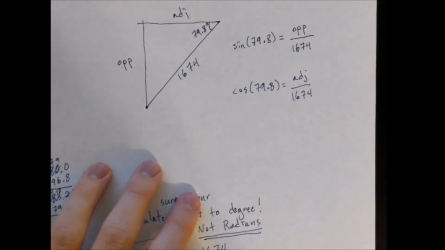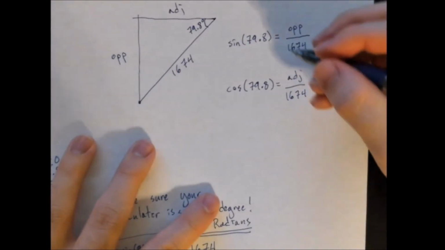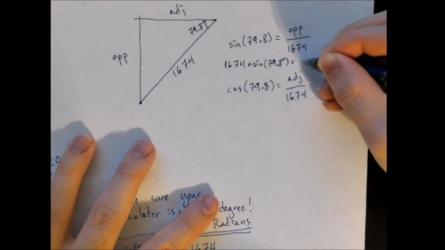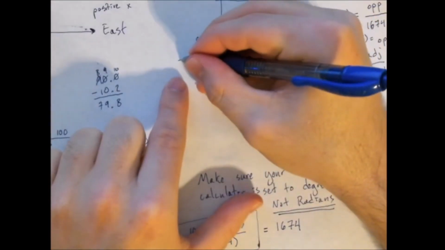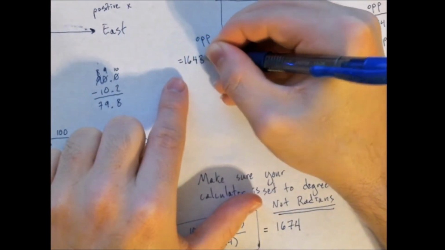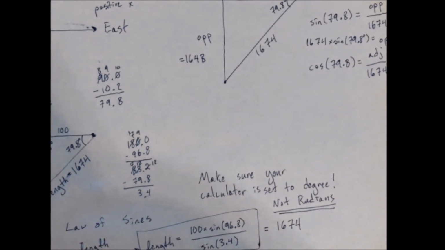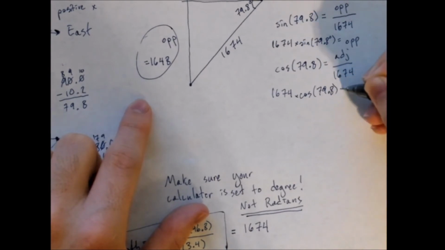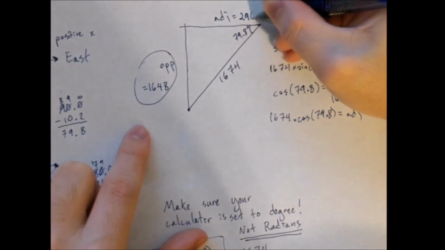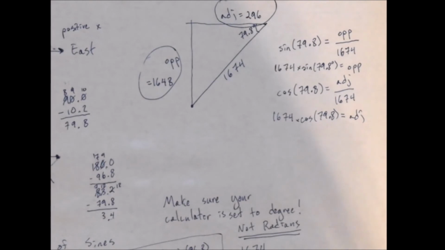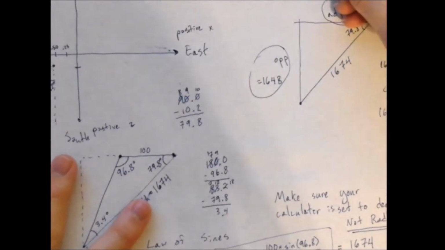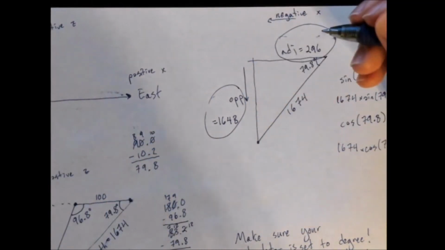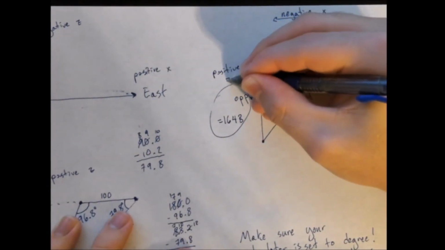Again, using a little bit of algebra, I can rewrite the hypotenuse times sine of that angle is equal to that opposite length. And that rounded to the nearest block is 1,648, and I can rewrite cosine as 1,674 times cosine of 79.8 degrees. That is equal to that adjacent side length, which turns out to be 296 rounded to the nearest block. This direction is the negative x direction, but going down is the positive z direction. Remember, Minecraft is a little weird with their coordinate system.